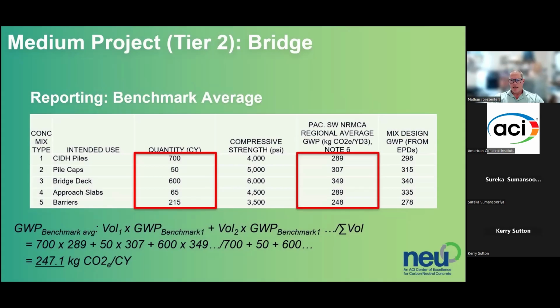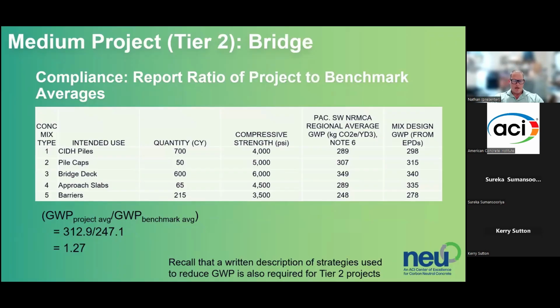Next up, we do the same exercise looking at the benchmark values, and we come up with 247.1 kilograms CO2 equivalent per cubic yard. And finally, we compare the ratio of those two. The ratio of our project average to our benchmark average is 1.27. So what that tells us is the concrete on this project has 27% higher GWP than the industry average.